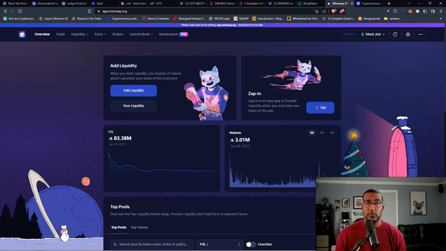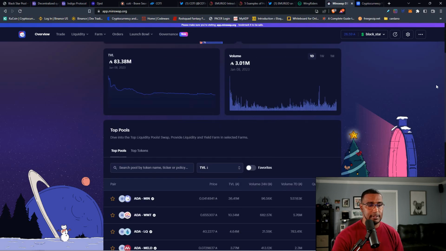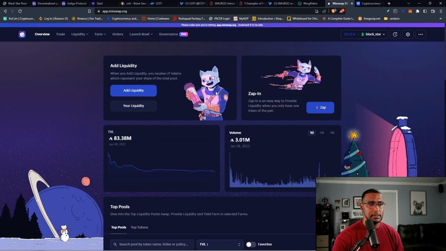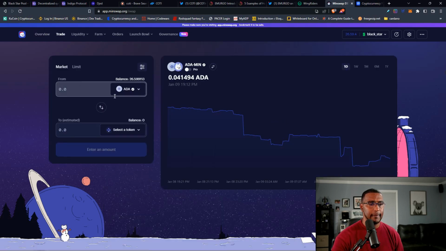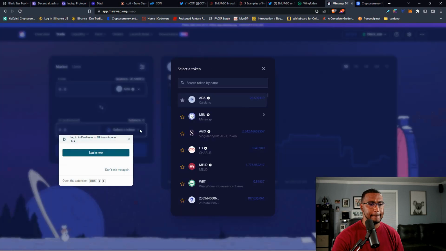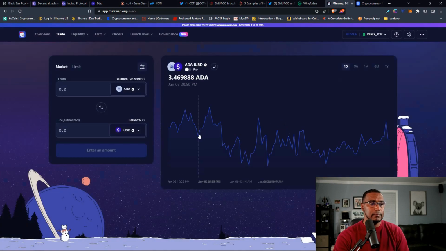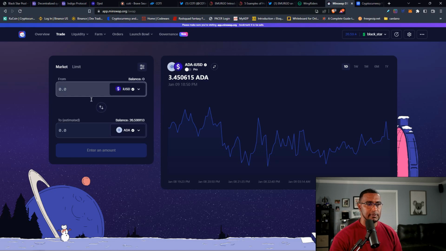So now at the MinSwap DEX, they also support IUSD. And as you can see right now, it is 3.4 ADA to make a $1 US. And let's switch these around.